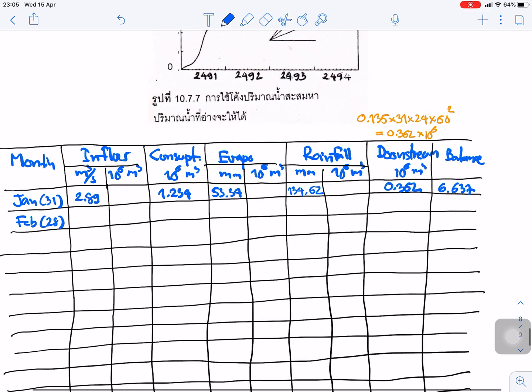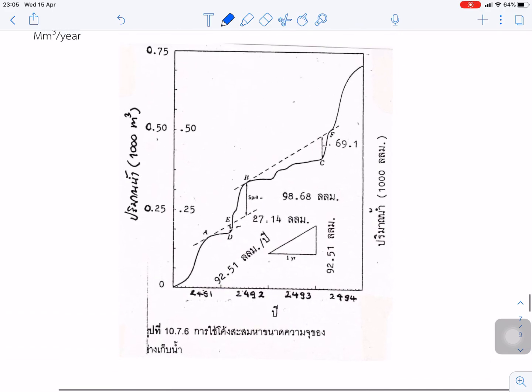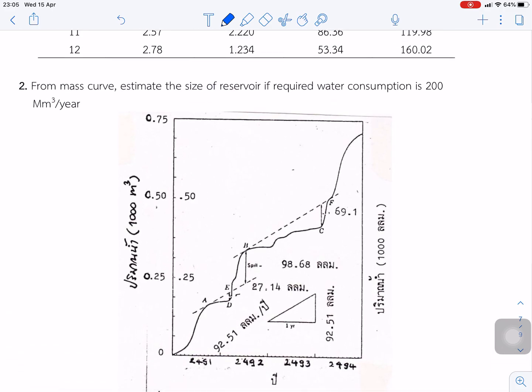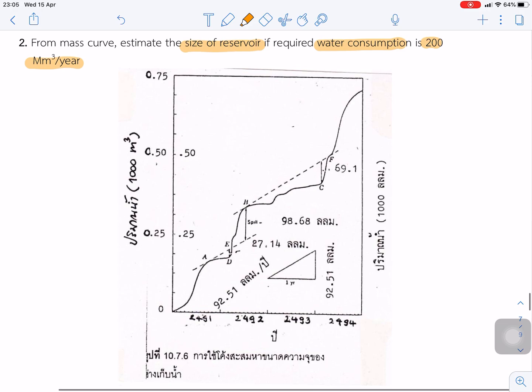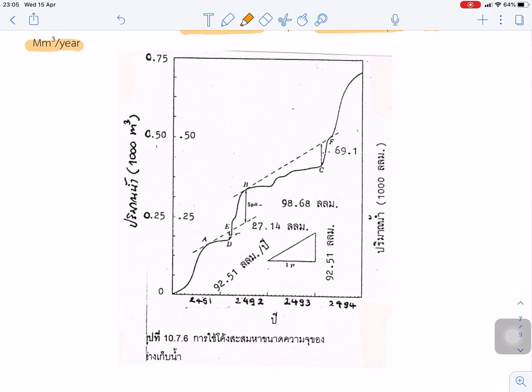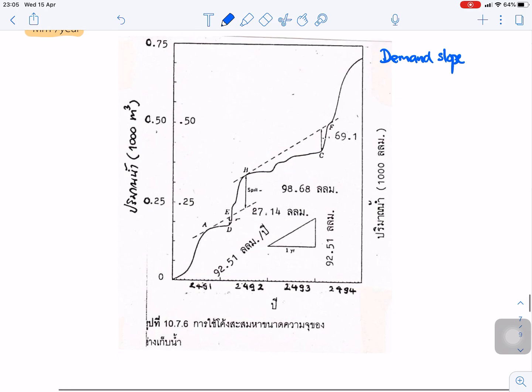Okay, the next, second, problem 2. From the mass curve, estimate the size of the reservoir if required water consumption is 2 million cubic meter. So this one you have to find the demand slope first. Okay, you have to develop the slope. So the way you have to develop, you have to find the scale.